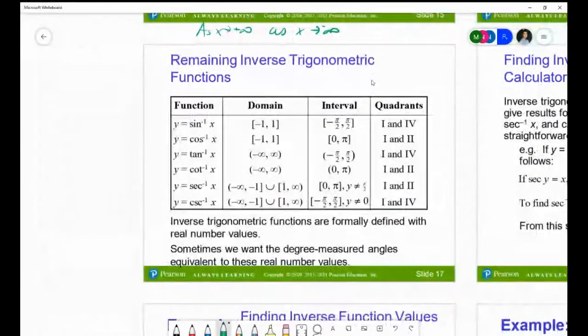And this is a summary of all what I've just said. So I'll give you a second here if you want to take a picture of that or jot it down.